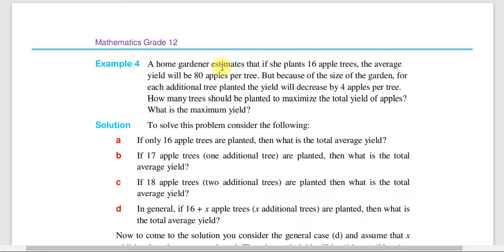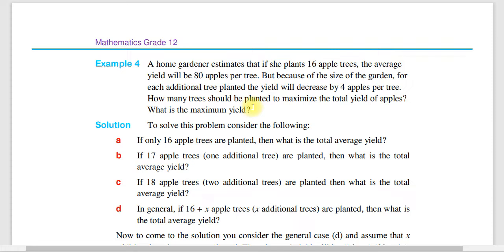Another similar question, most of the time a word problem. A home gardener estimated that if she planted 60 apple trees, the average yield will be 80 apples per tree. But because of the size of the garden, for each additional tree planted, the yield will decrease by 4 apples per tree. How many trees should be planted to maximize the total yield of the apples? What is the maximum yield?